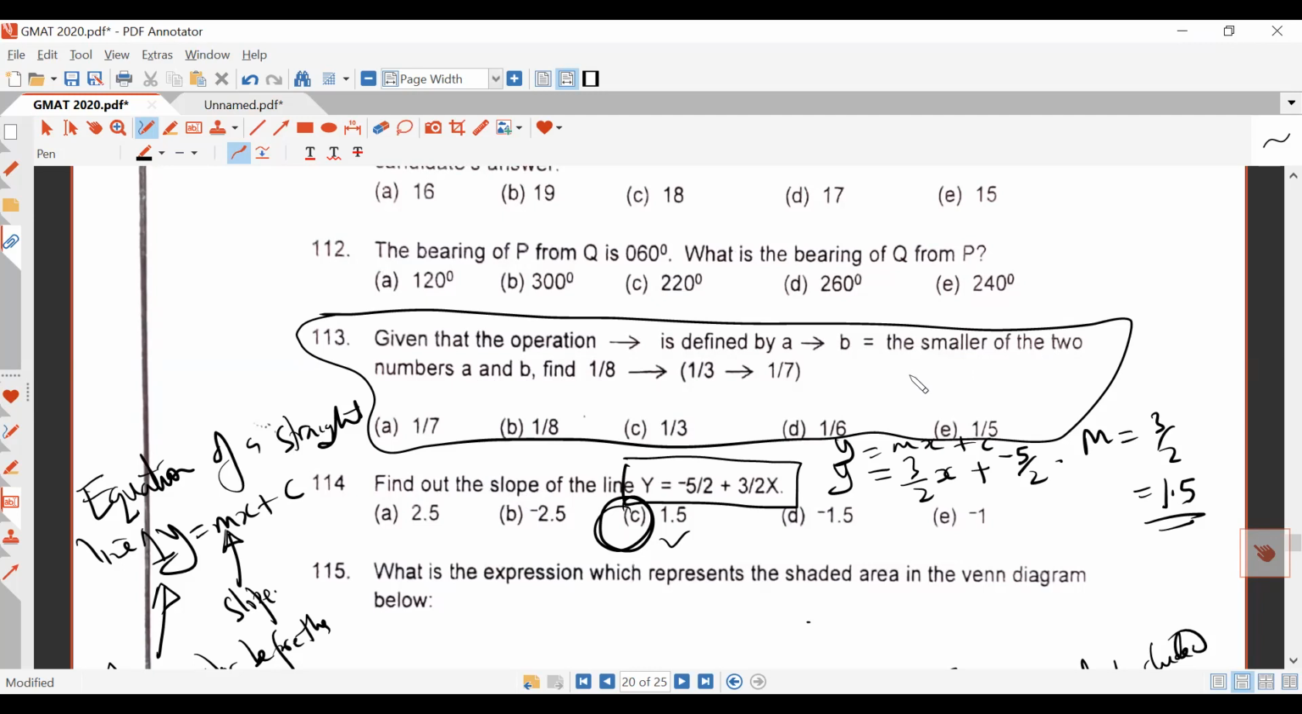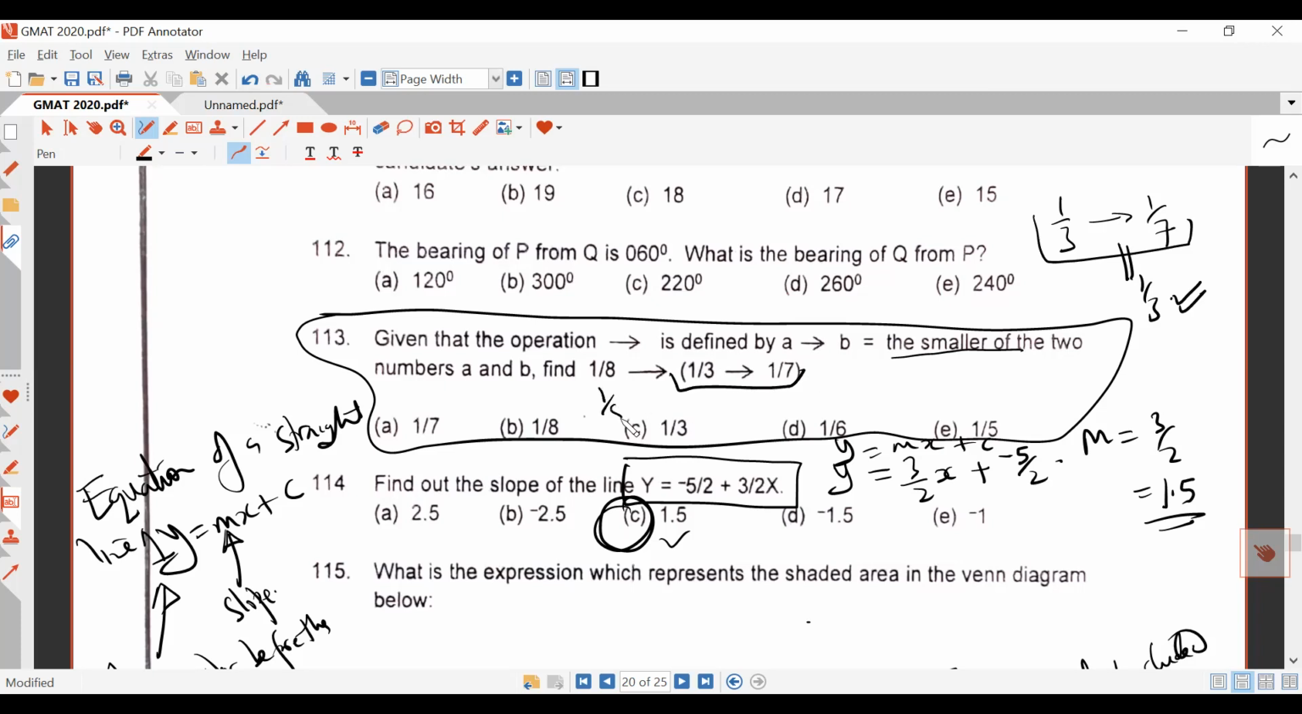So if we do a third arrow 1/7, look at this. They define it like this: you go to the smaller of the two numbers, A and B. So which is smaller? Seven. So the whole of this is the same as a third. Yes, that is correct.